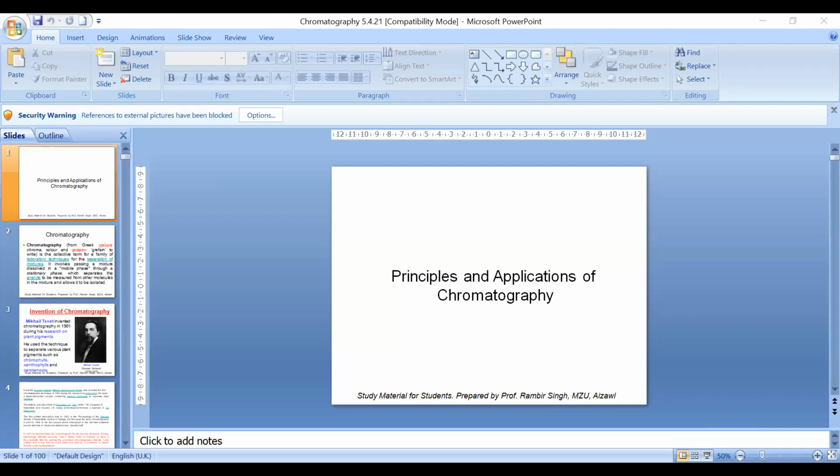So it is principles and applications of chromatography. The word chromatography is derived from a Greek word. Chroma means color and graphein means to write. So it's basically a laboratory technique of separation of mixtures. If you want to do some kind of analysis, the molecules must first be separated, because unless we have isolated a 100% pure molecule, the molecules cannot be characterized.